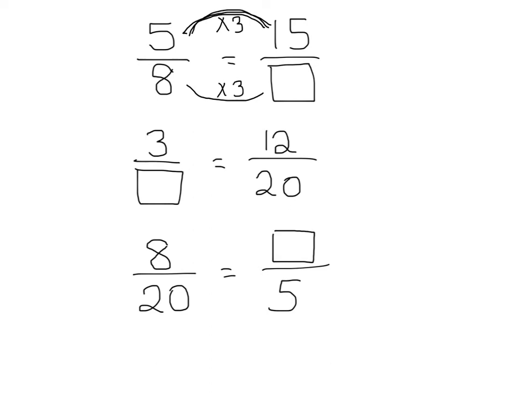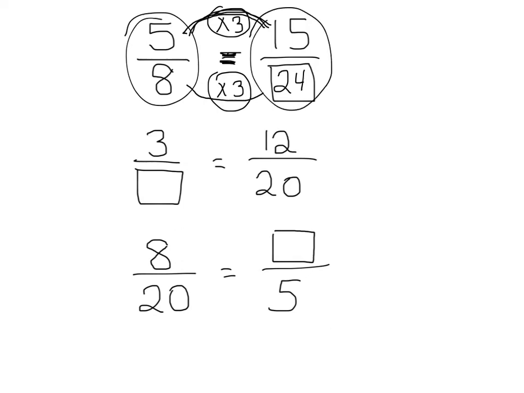Whatever you do to the top, you do to the bottom. Because it's an equal fraction, it's equivalent fraction. Since there's an equal sign here, I know they're equal. So that means whatever I do to the numerator, I need to do to the denominator. So in the top, 5 times 3 equals 15. Now in the denominator at the bottom, 8 times 3 equals 24. 5/8 is equivalent to 15/24.